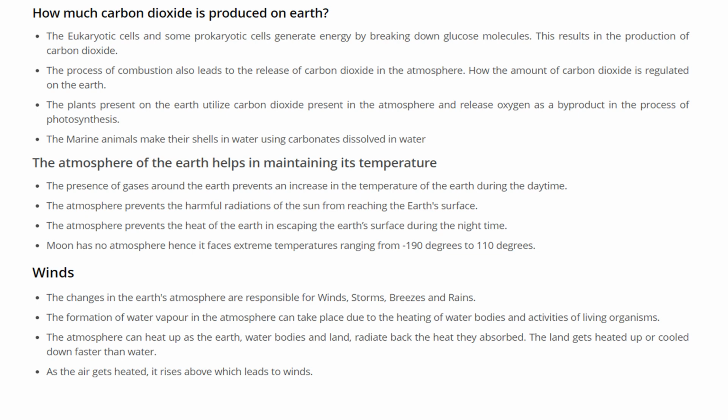how the carbon dioxide is released into the atmosphere, and the next way is by the process of combustion. Even then the carbon dioxide is released into the atmosphere, and this maintains the amount of carbon dioxide in the atmosphere. And the plants present on the earth utilize carbon dioxide, and then they release oxygen as the byproduct in the process of photosynthesis. So how do humans break down glucose to form carbon dioxide, right?